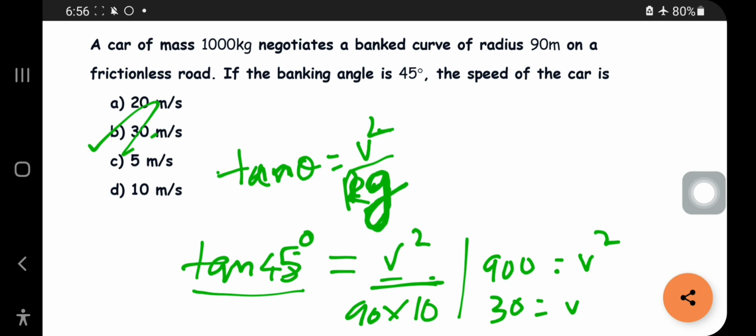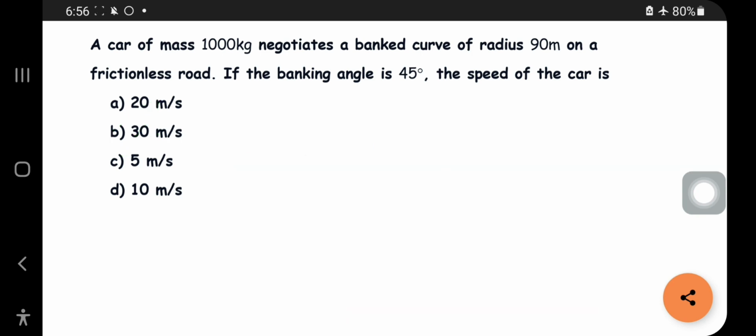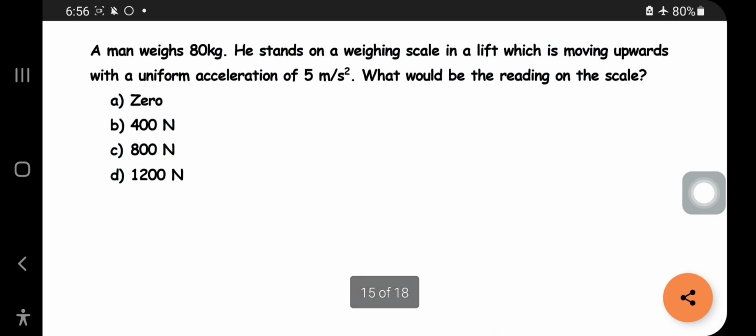Let us move into the next question. This is also an important question related to pseudo force problems. In case of pseudo force, students might get confused, so I will explain it. A man weighs 80 kg. He stands on a weighing scale in a lift which is moving upwards with a uniform acceleration of 5 meter per second square. What will be the reading on the scale?